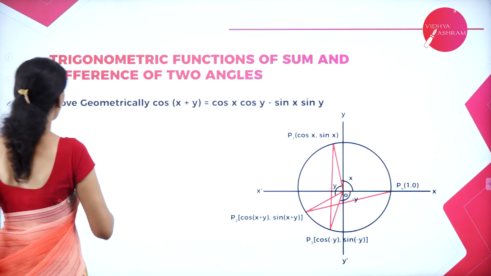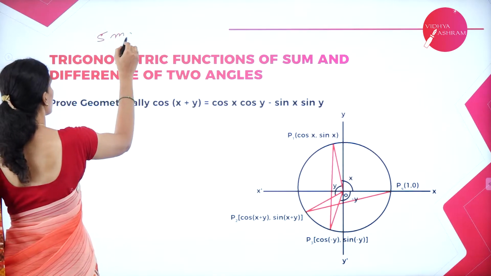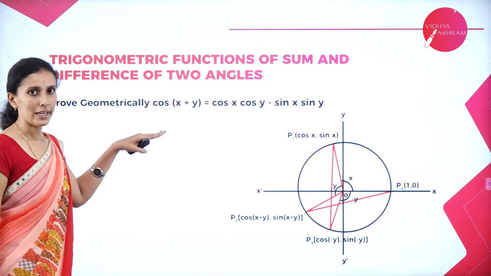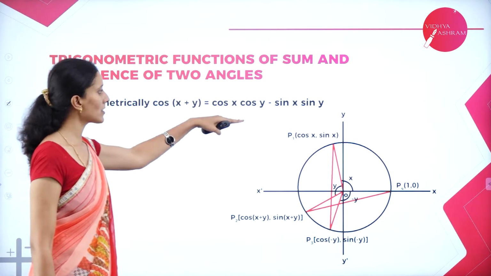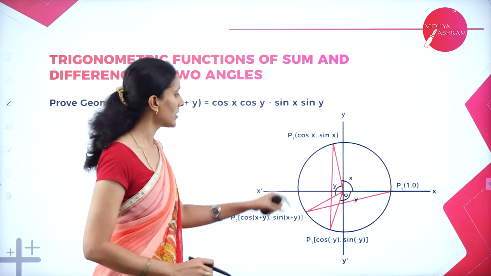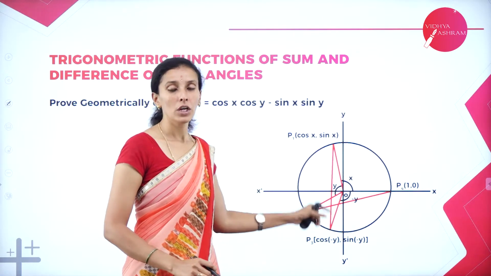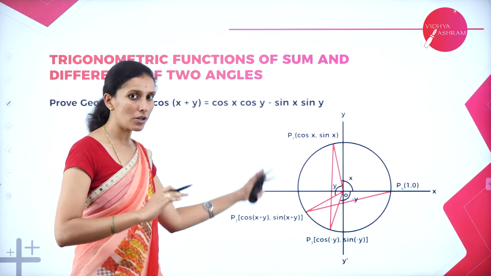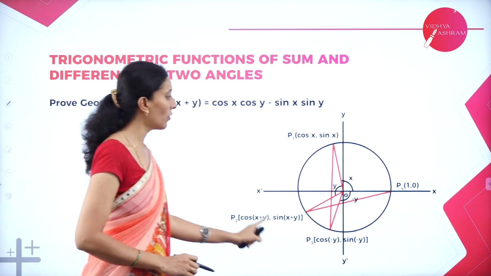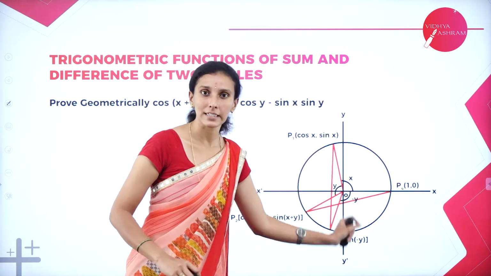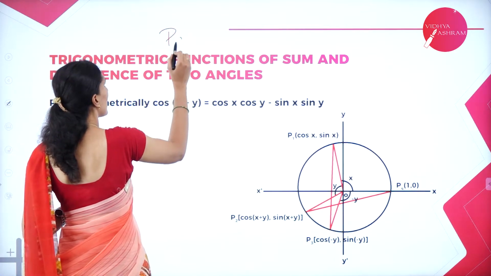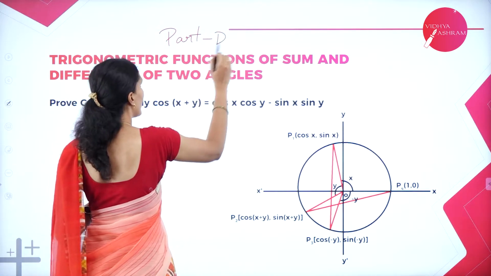Now, this derivation is important for a 5 marks question. Here we have a theorem: prove geometrically cos(x + y) is equal to cos x cos y minus sin x sin y. Again, we are using the concept of unit circle to prove the theorem. Why? Because all trigonometric ratios are studied in terms of radians here. Therefore, we are using the concept of unit circle again. And remember, this theorem is a compulsory question in your Part D.